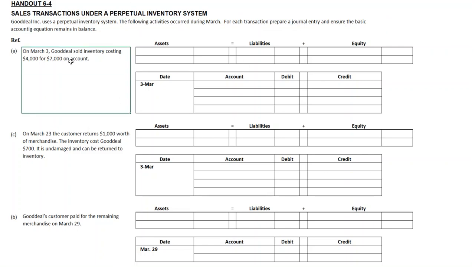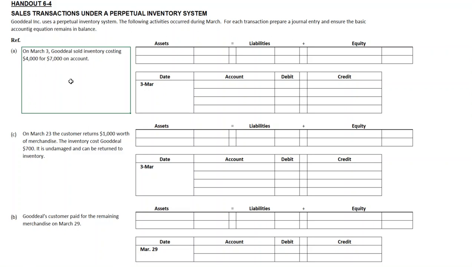We're told that on March 3rd, Good Deal sold inventory that cost $4,000 for $7,000 on account. Keep in mind that that word on account means that we're going to get paid later. No cash exchanges hands today.